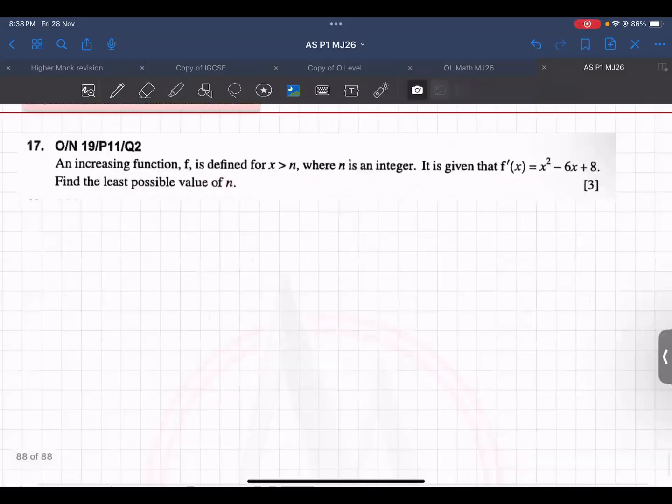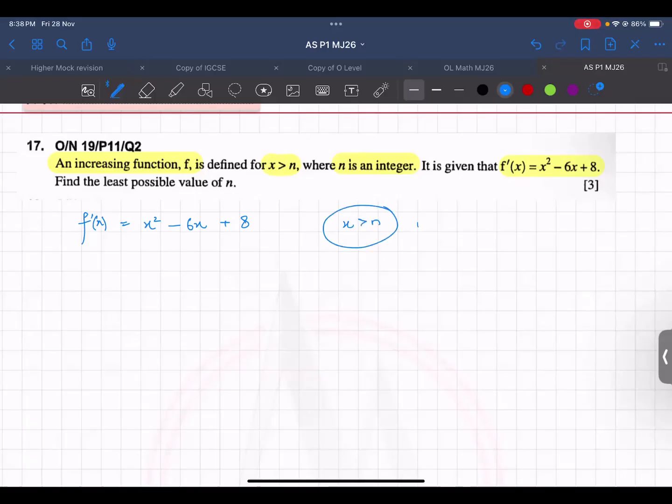An increasing function, they have already defined that it is an increasing function, is defined for x greater than n, where n is an integer. Given that the derivative function is given to you, find the least possible value of n. So the derivative is already given to us. We have to find the least value of n for which x greater than n is increasing.